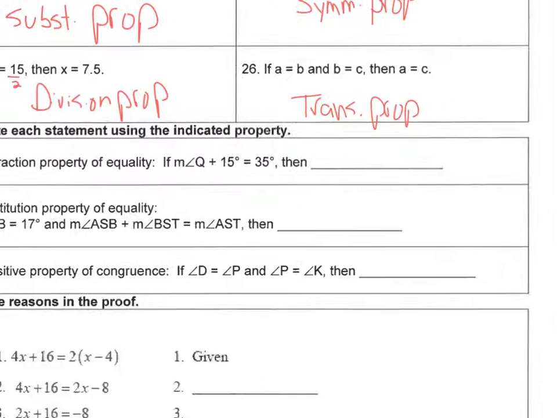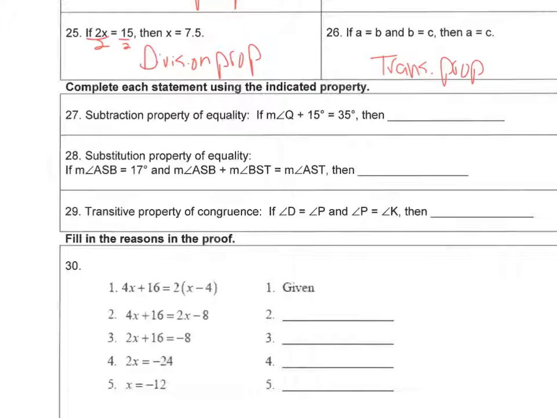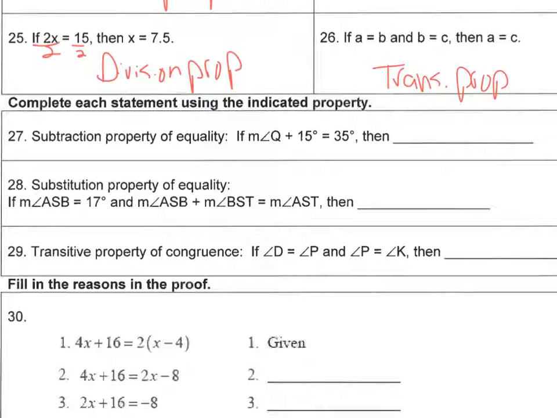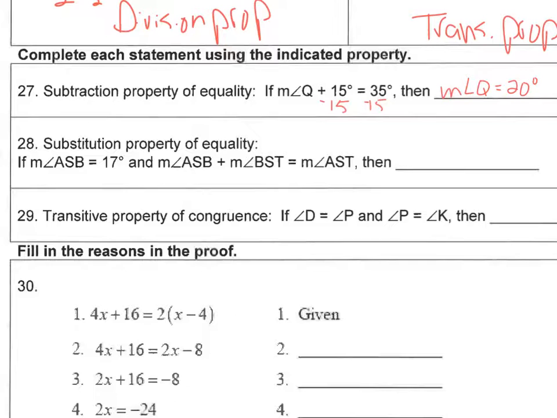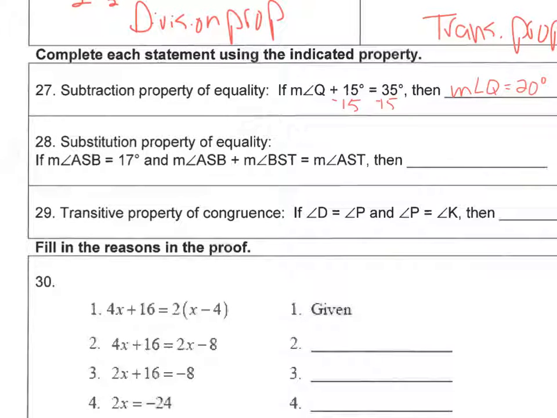Okay? Now, and then just like on the homeworks, this says complete each statement using the indicated property. So the first one says it wants us to use subtraction. Well, that would make me think I subtract 15 from both sides to get the measure of angle Q equals 20 degrees. So that's a pretty easy one. Says the substitution property. If ASB equals 17, then ASB plus BST equals AST. So I'm going to substitute 17 in for ASB. 17 degrees plus the measure of angle BST equals the measure of angle AST.